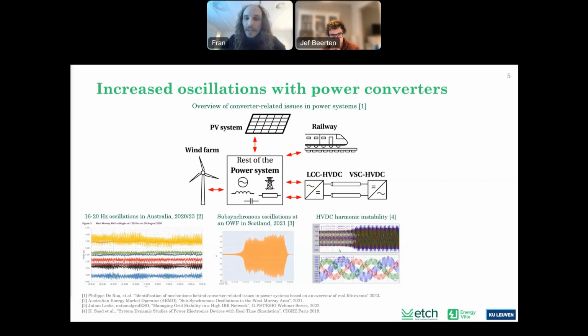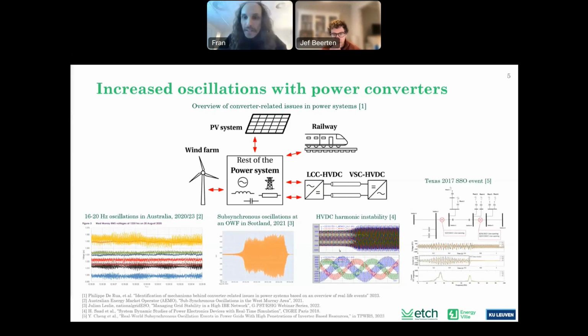You might also be familiar with some harmonic instability issues in HVDC systems. Similarly, in the US, they have observed similar problems with wind farms and other converter-based assets. These kinds of problems were not happening so often before, and the key aspect to notice is that in all of them there are converters involved. If we want to reach our carbon neutral goals, we need to do better than this. We need to prevent this from happening in the future and study it in a more efficient way.